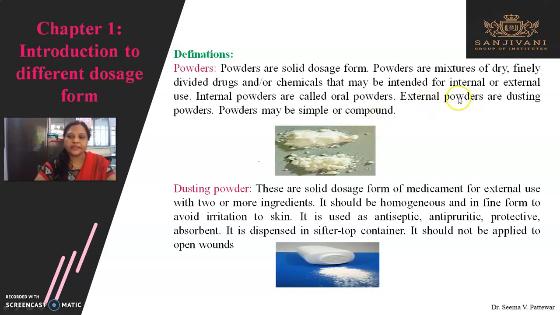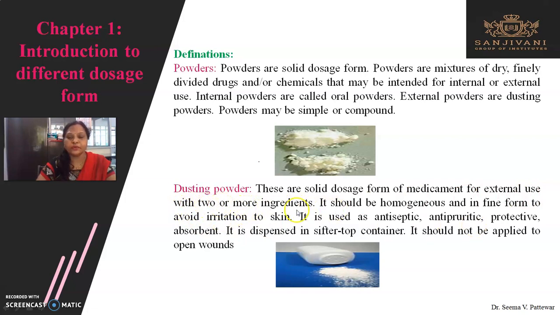Means what? External powder is applied to the skin, that is called the external powder. Oral powder is taken through the oral route. Simple powder: if it contains only one drug, or one component, it is called a simple powder. If it contains two or more than two, then it is called compound. Dusting powders are solid dosage forms of medicament for external use. Example: Pond's powder, you can say.